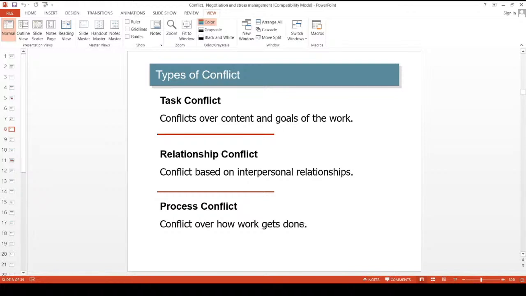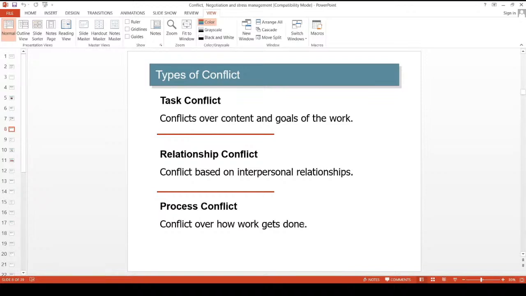because when you have some competing views about the content and goals of the work, you will discuss with your colleagues and your managers, and that may again increase your performance. But when this discussion or task conflict goes above that particular level, it may not be good for the organization as well as for the employees or individuals. So conflict that occurs over the content and the goals of the work is termed task conflict.